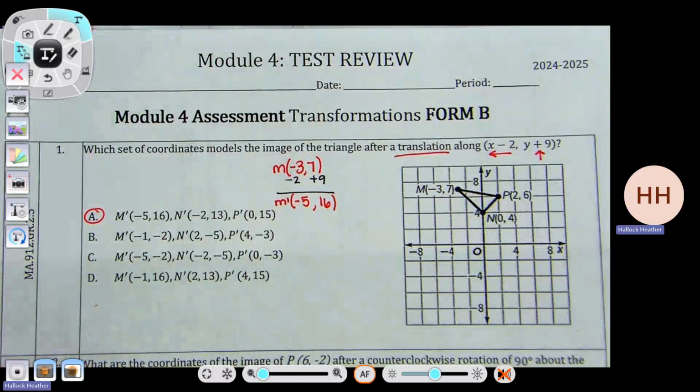If you want to double check another coordinate point, you can. So I'll use P to do that.